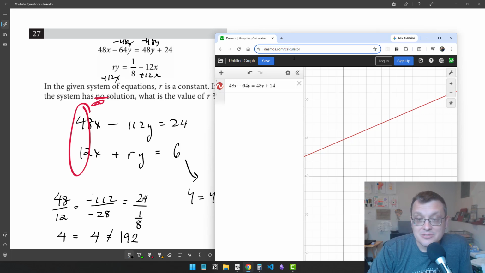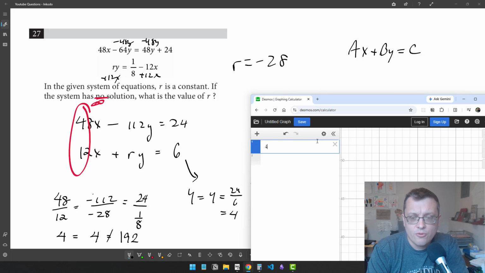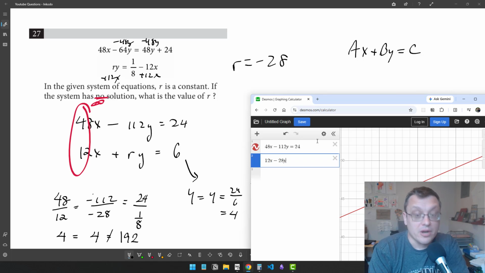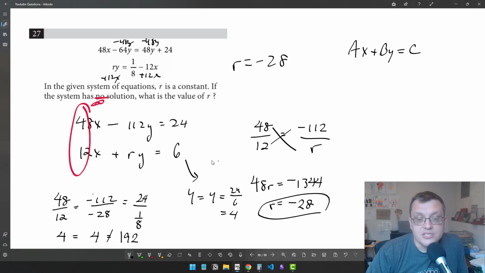let's put this into Desmos and see if indeed this would be infinite. So we're going to do 48x minus 112y equals 24, and then 12x minus 28y, and then we're going to make that change that I did, call it 6. And yeah, look, let me turn that to a different color here, blue. So when I toggle the blue line, it's the same line. So this shows us this would be infinite.